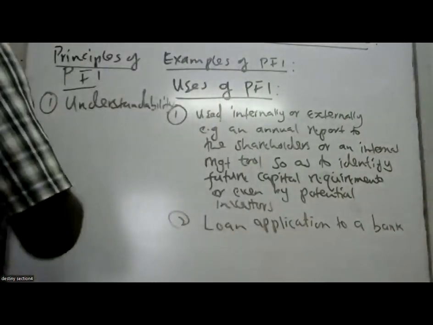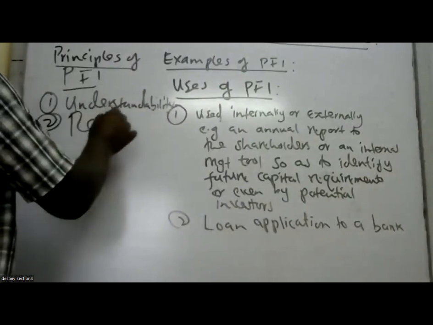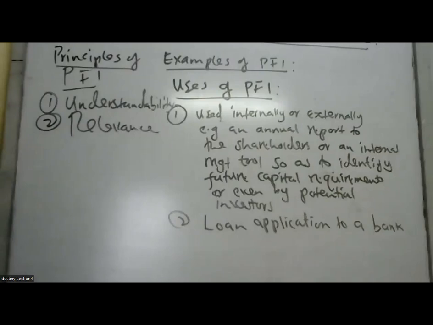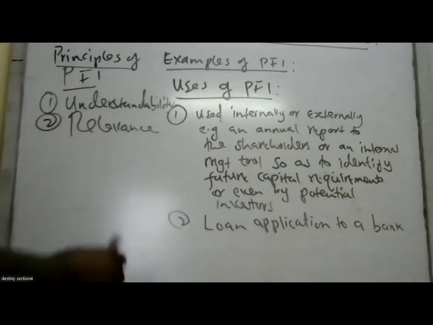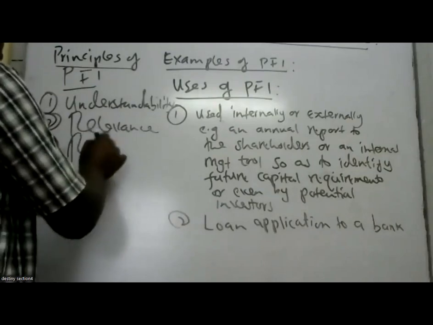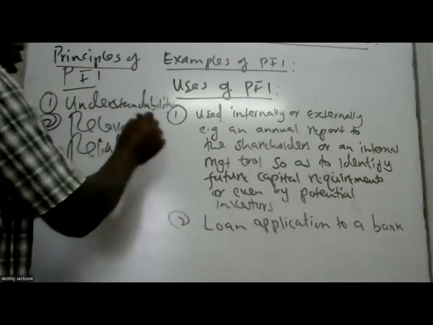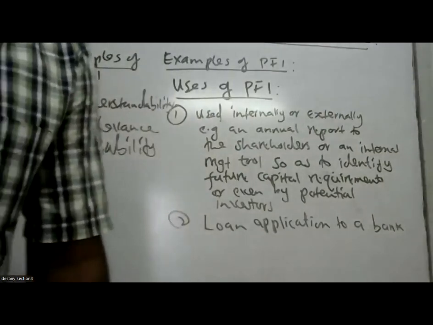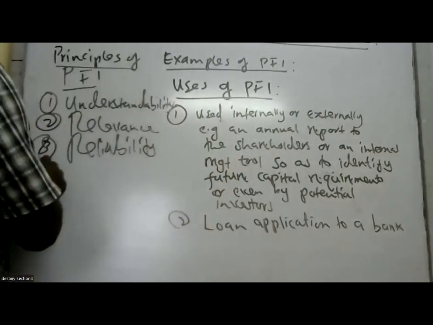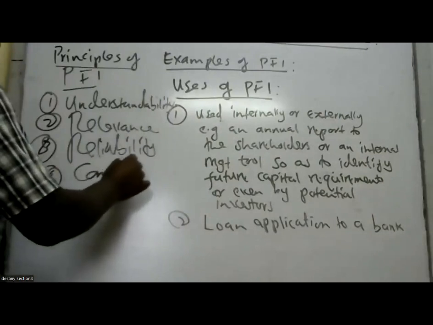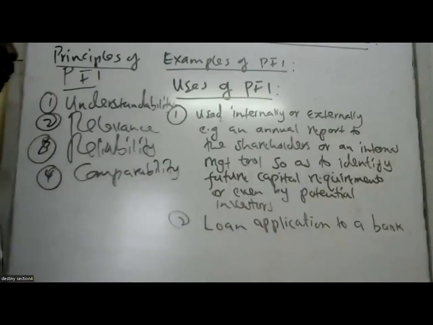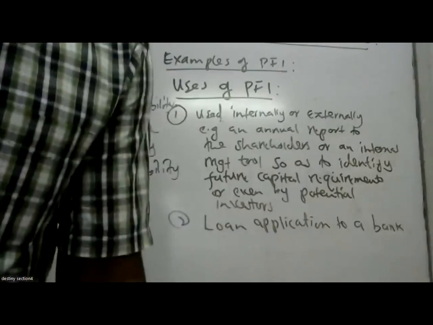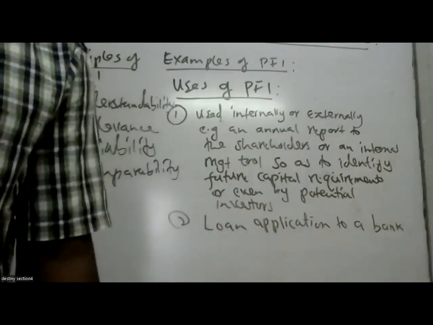Next one is relevance. Number two, the relevance principle. The information ought to be relevant to the users. Number three, reliability. The facts and the estimates need to be reliable. Next is comparability, number four. The information can be compared from one entity to another, or from one business to another.